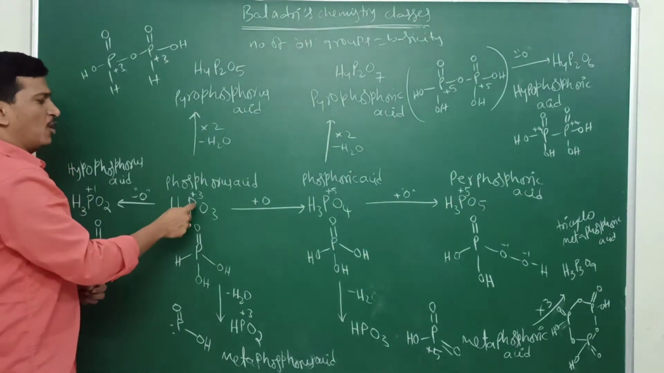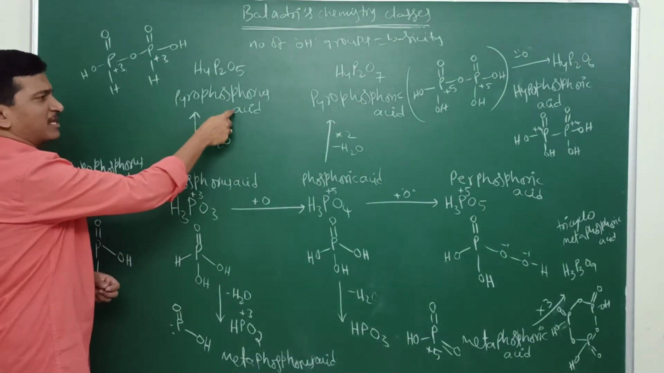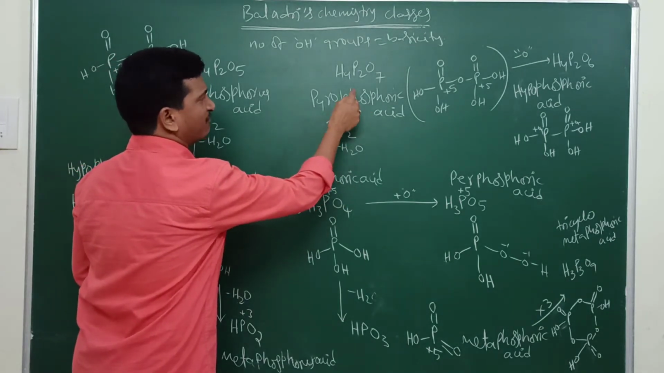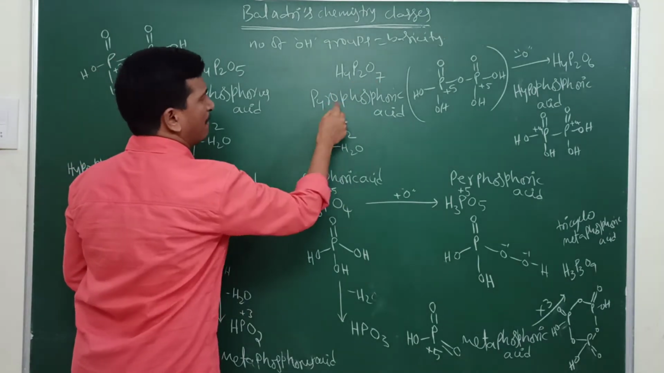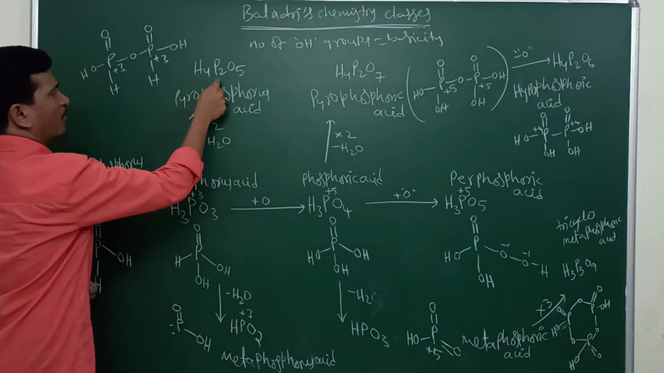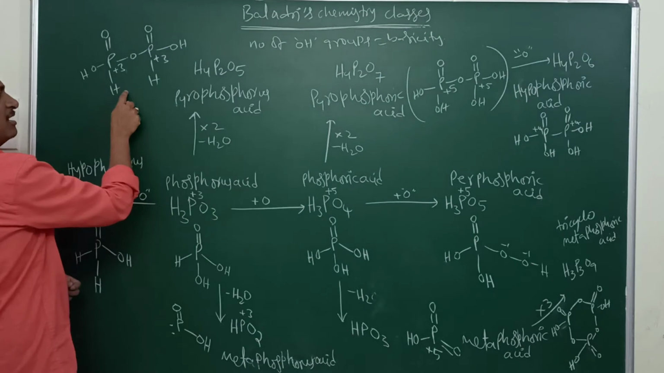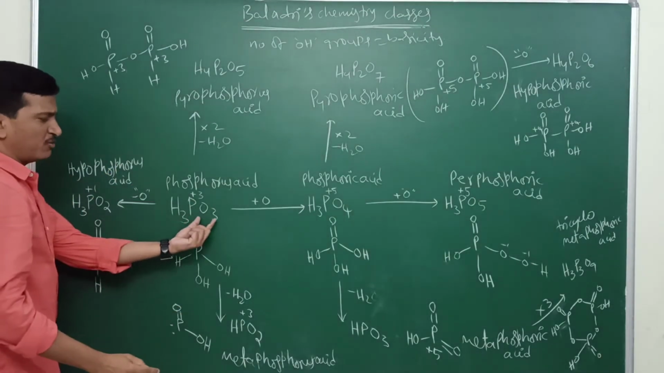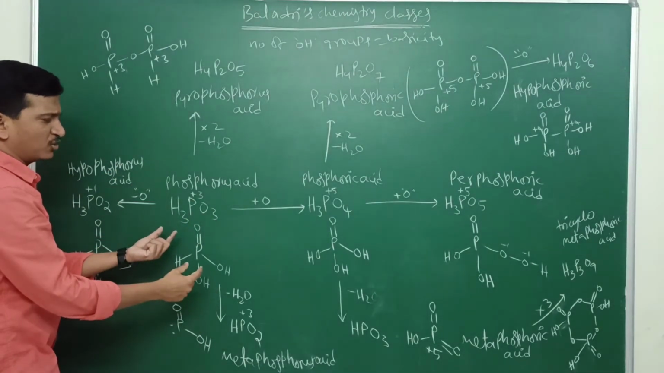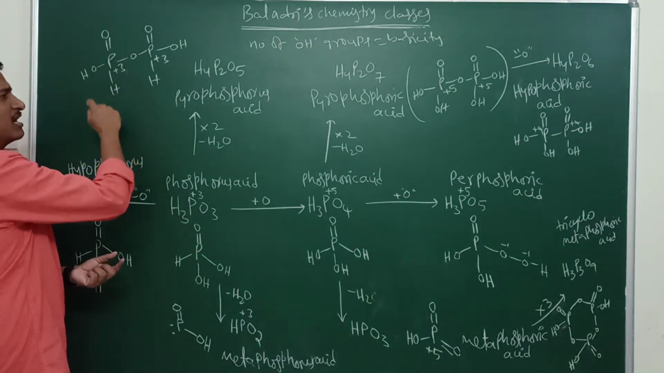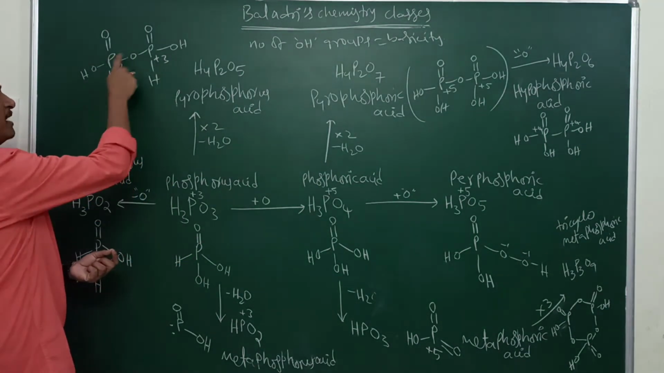Pyroacids. So from phosphorus acid, you will get pyrophosphorus acid. From phosphoric acid, you will get pyrophosphoric acid. The formula is what? H4P2O7, pyrophosphoric acid. H4P2O5 is called what? Pyrophosphorus acid. Now I gave the structure here. Just take 2 molecules of H3PO3 and join the 2 acids by removal of water. You will get this pyrophosphorus acid. Here basicity is what?